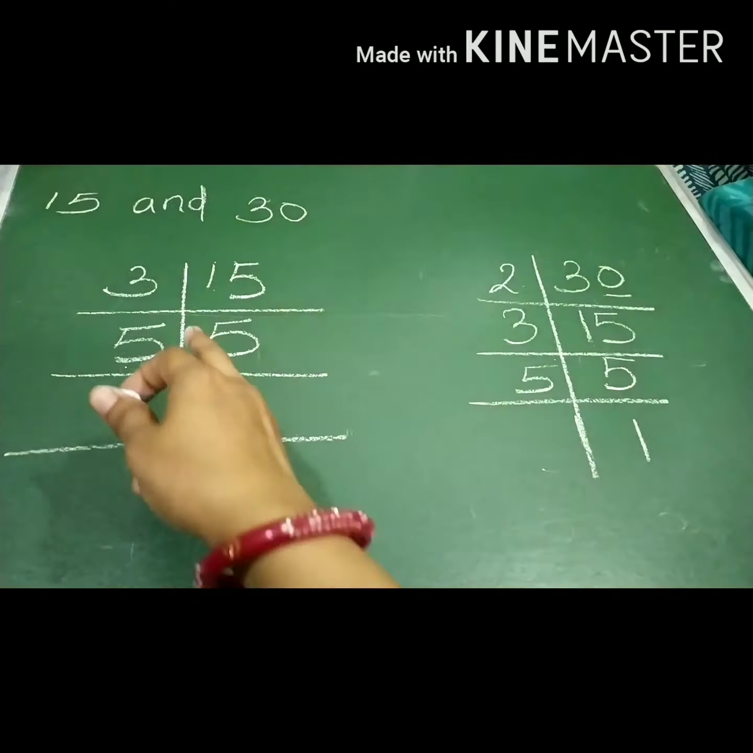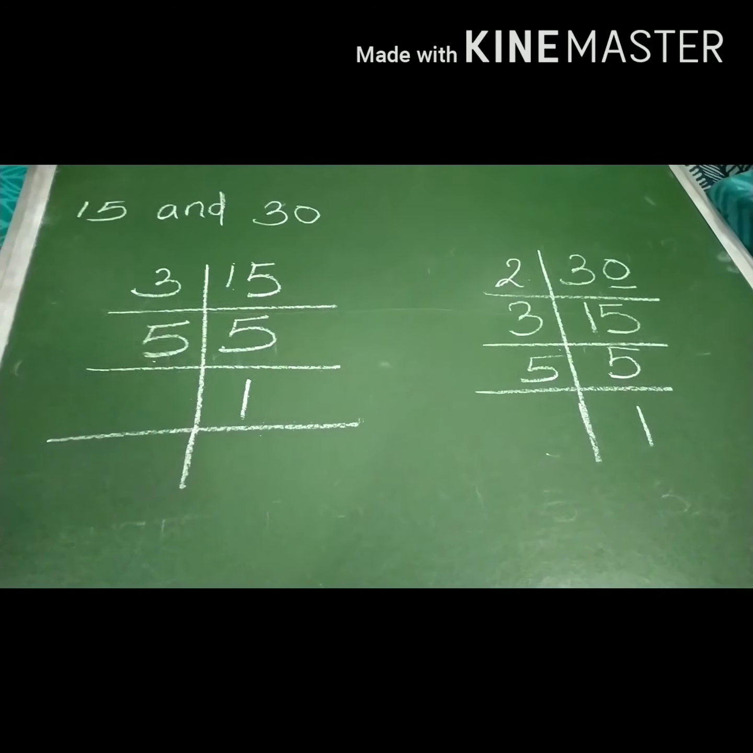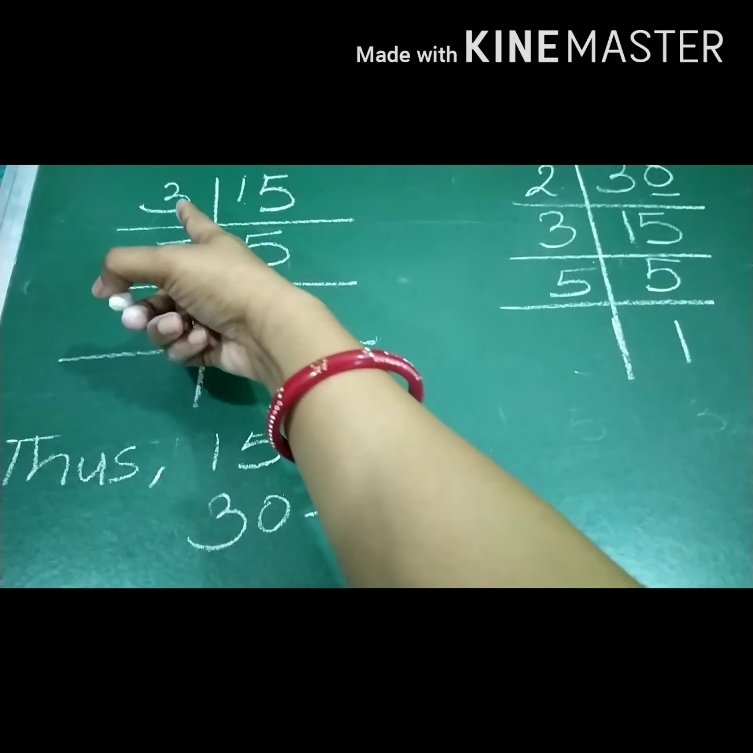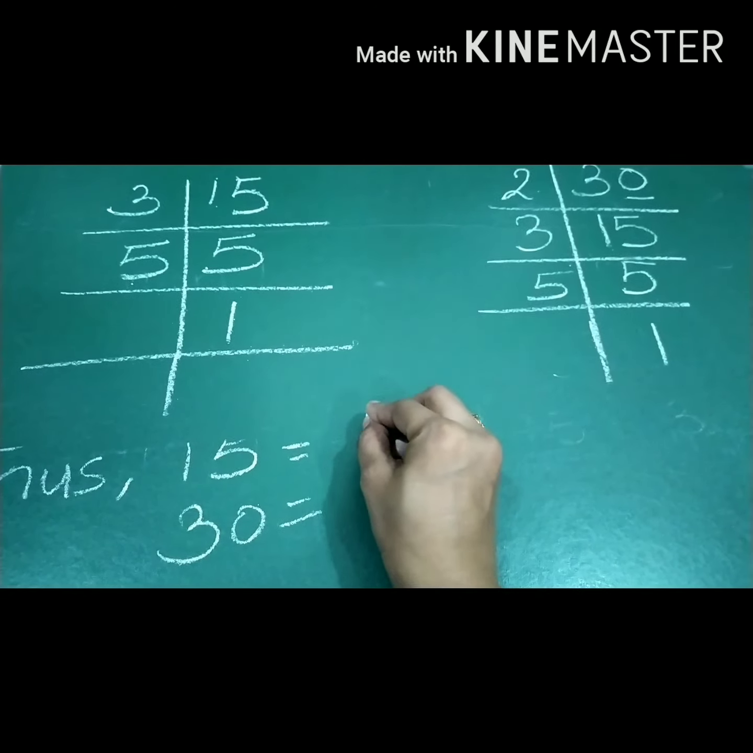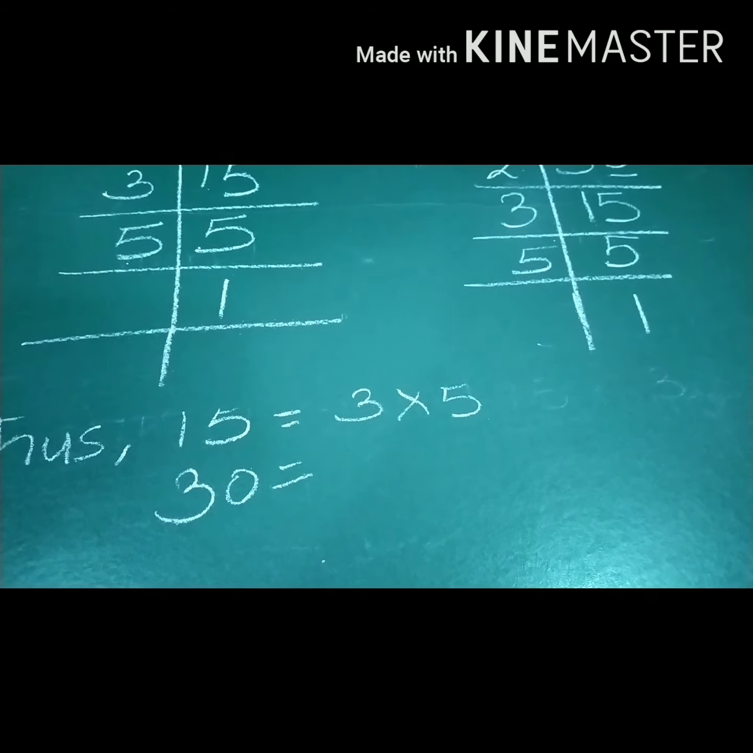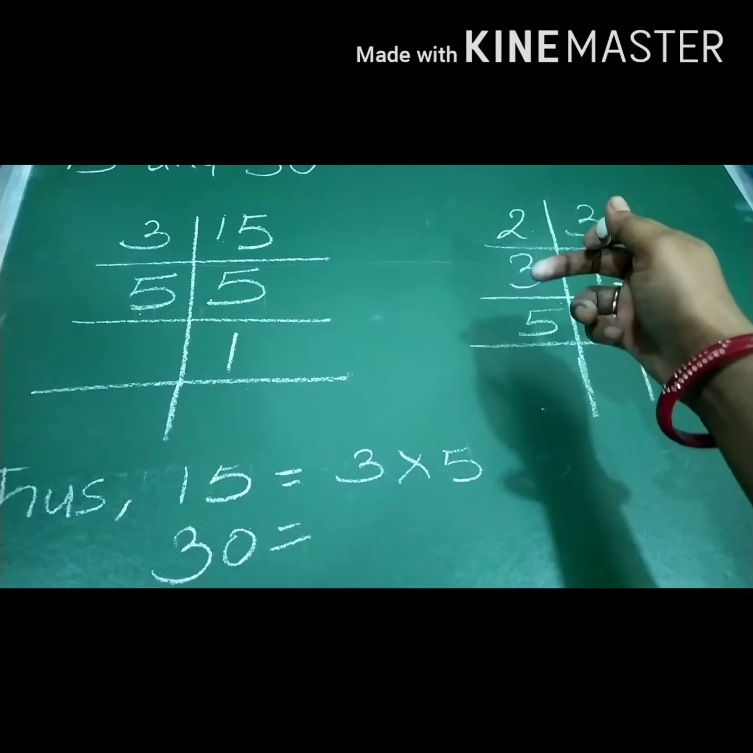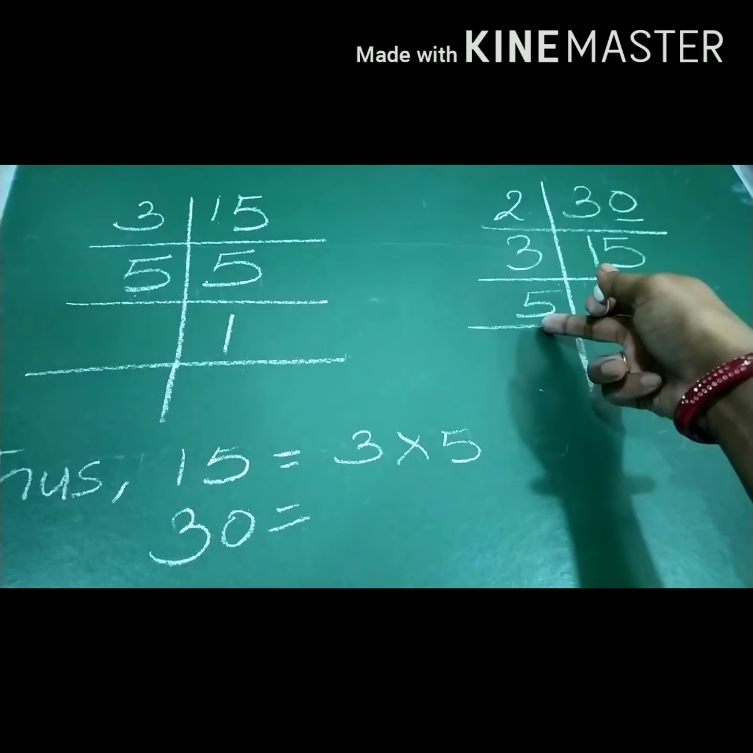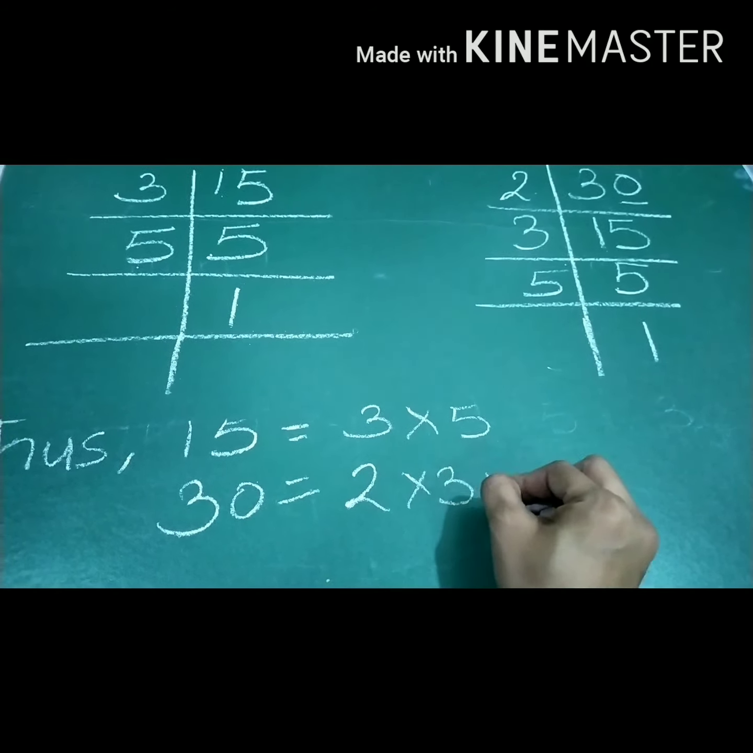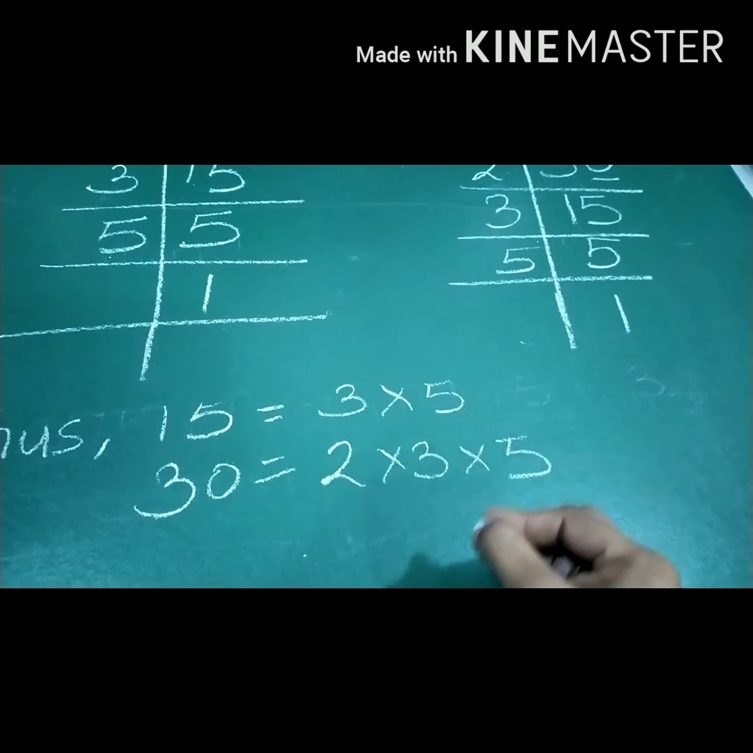Now we know the prime factors of 15 and 30. Thus, the prime factorization of 15 is 3 into 5. And the prime factorization of 30 is 2 into 3 into 5. So write 2 into 3 into 5.